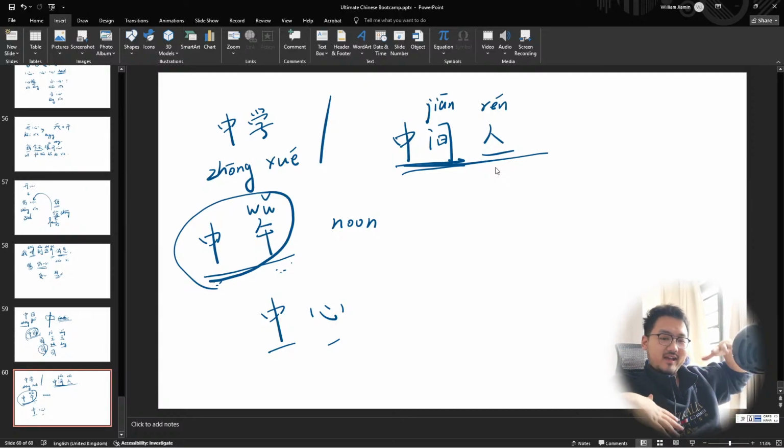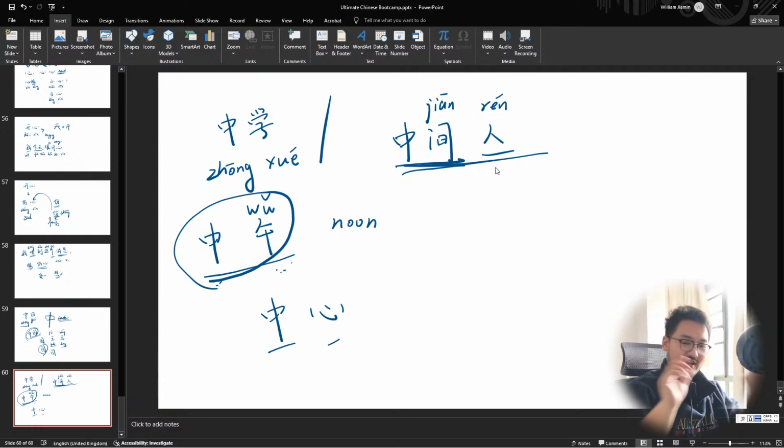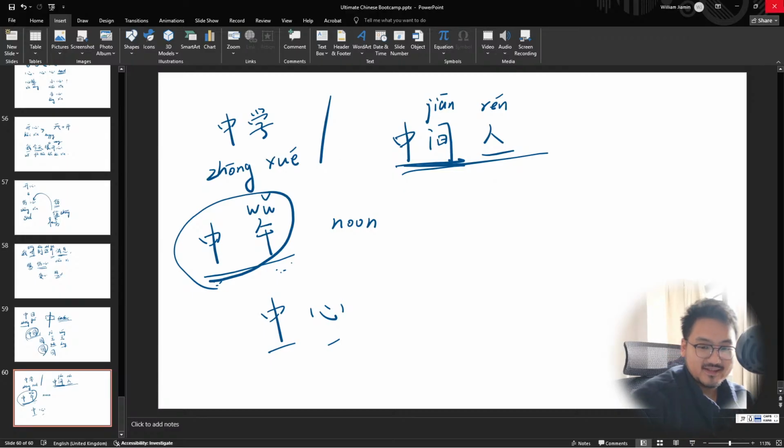They trade by the information difference. If there is an information difference, then get information from there and sell it there, and then you can earn commission. That's the middleman here. 中间人.